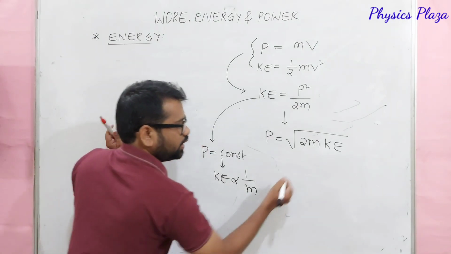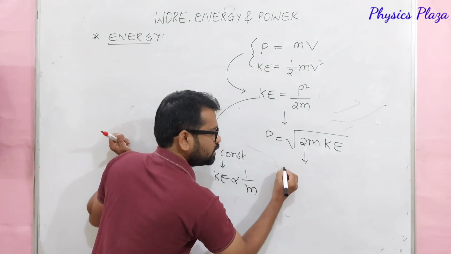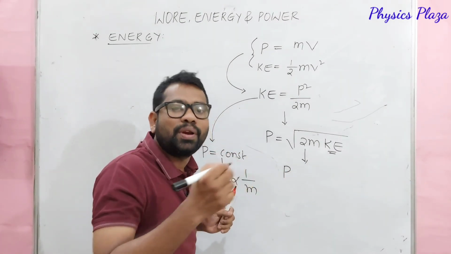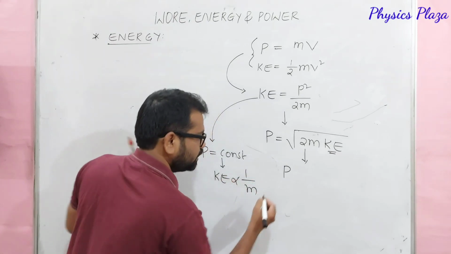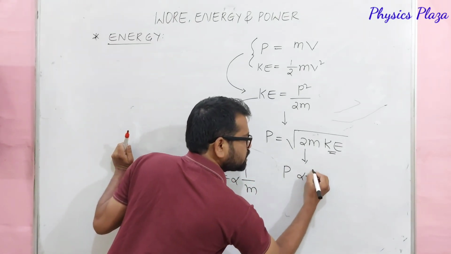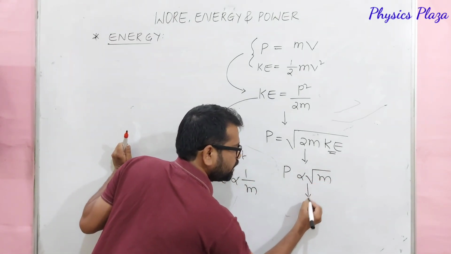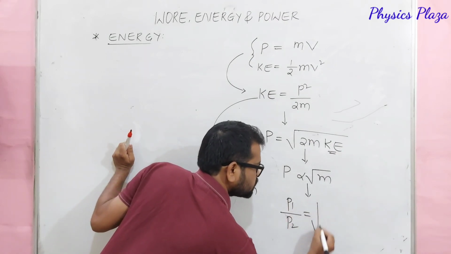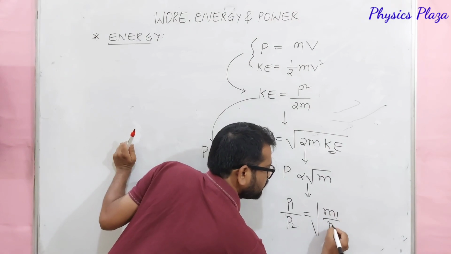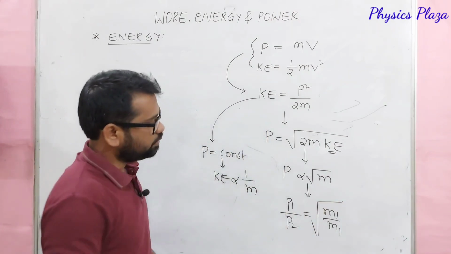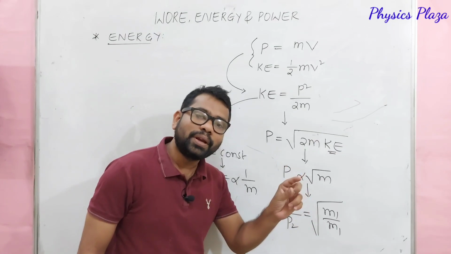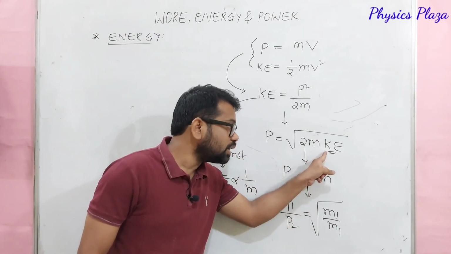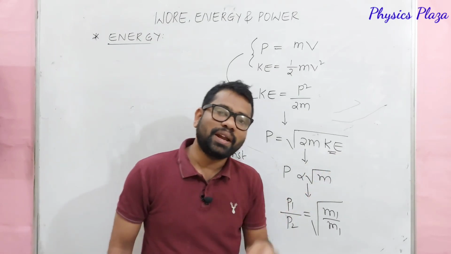Okay, children, fine. And from this we can add one more thing. When kinetic energy remains constant, how can we compare the linear momenta of the bodies? That is, P is proportional to the square root of mass. So we can write P1 by P2 is equal to square root of m1 by m2. This formula we use to compare the linear momentum of two bodies if both have the same kinetic energy.